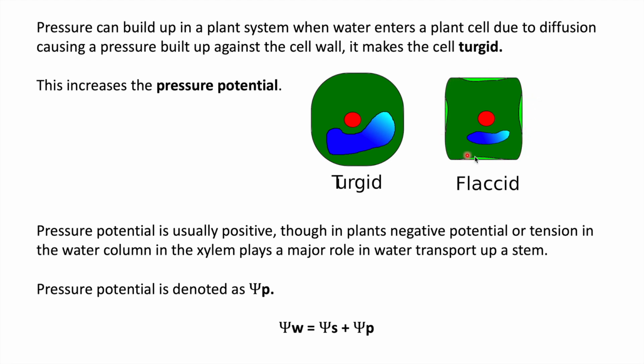This is a normal plant cell. Now water molecules will enter this plant cell by the process of diffusion, and this plant cell will become swollen. Now the pressure will build up against the wall, and there will be an increase in pressure potential. Pressure potential is usually positive, and you denote pressure potential by psi p. So psi w depends upon psi s plus psi p, means water potential depends upon solute potential and pressure potential.